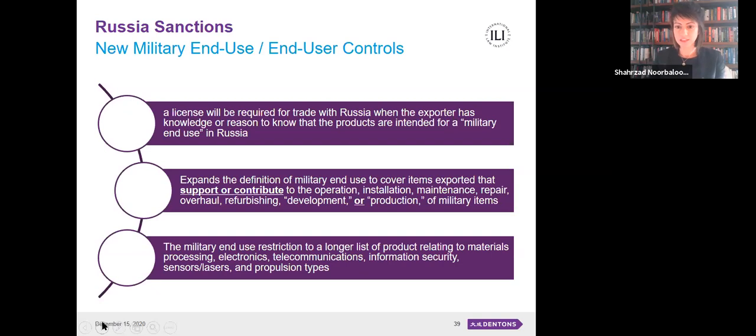They also expand the list of products subject to these restrictions to cover items related to materials, processing, electronics, telecommunications, information security, sensors and lasers, and propulsion types as identified by their export control classification numbers. And I think with that, I will hand it back over to Mike to discuss China and Hong Kong related authorities.